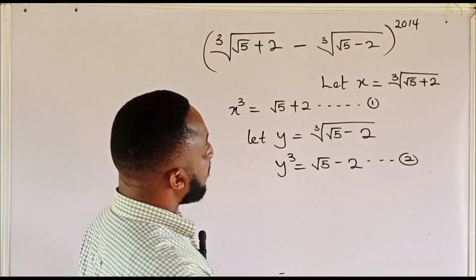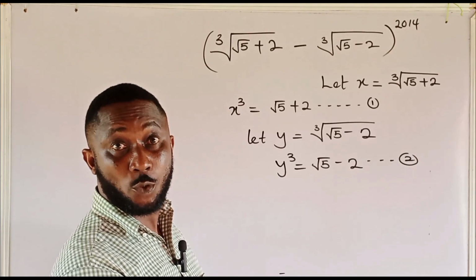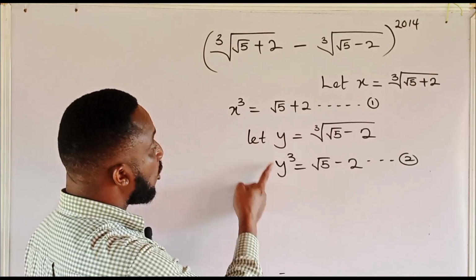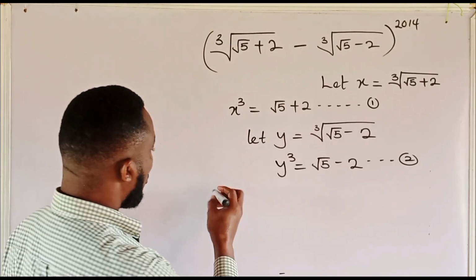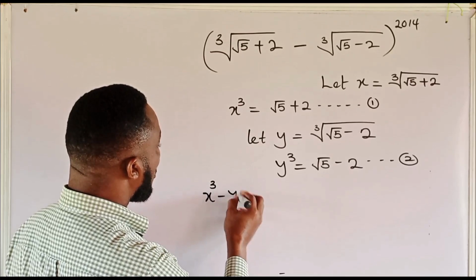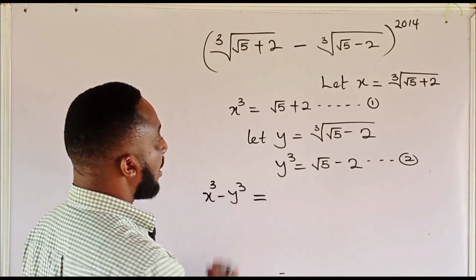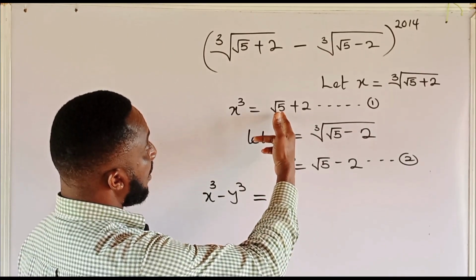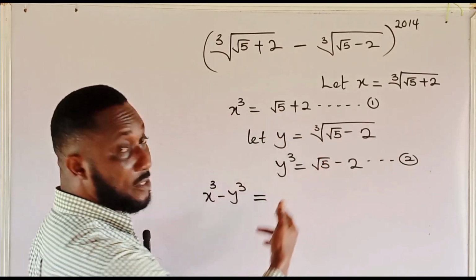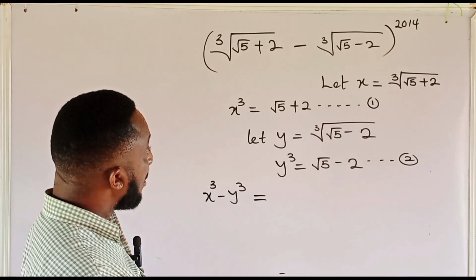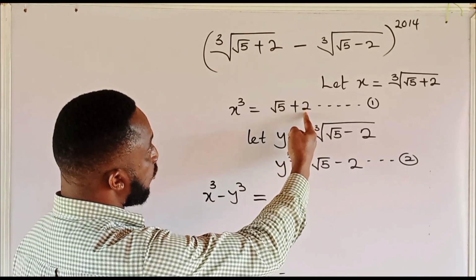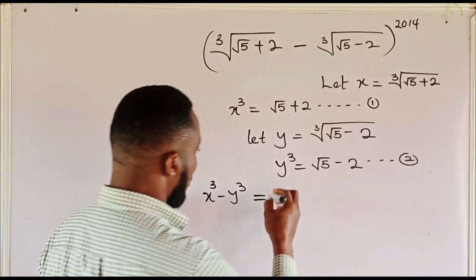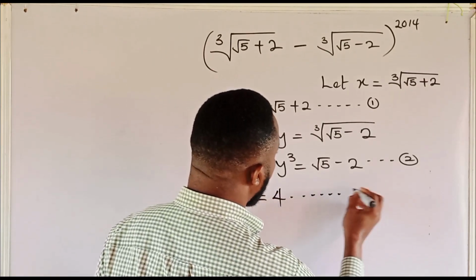Then the next thing is to subtract equation 2 from equation 1. From the left-hand side, we are going to be having s cubed minus y cubed. Then on the right-hand side of both equations, we have root 5 minus root 5. They will eliminate each other. That's 0. We then have 2 minus 2, and that's going to give us 4. So I shall label this equation 3.